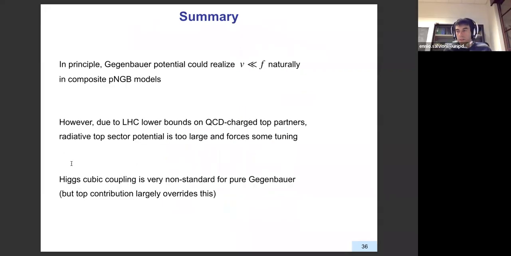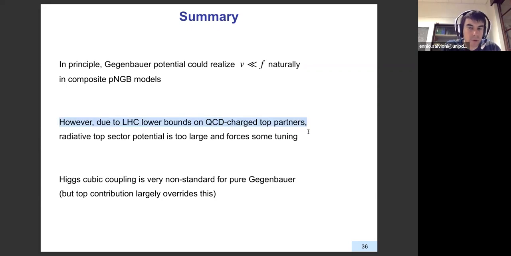So the summary for this before coming to the last part is this. In principle, this could work for standard composite Higgs models, but the main issue is that what we know by now from the LHC is that the top partners have to be heavy, not a surprise.